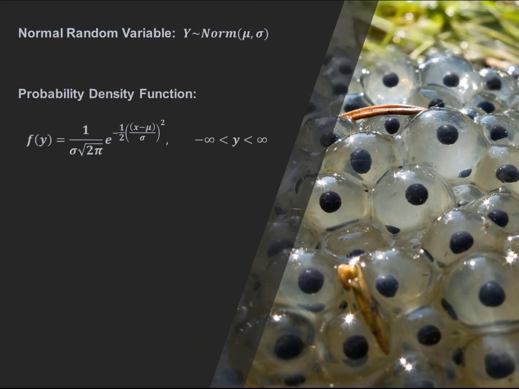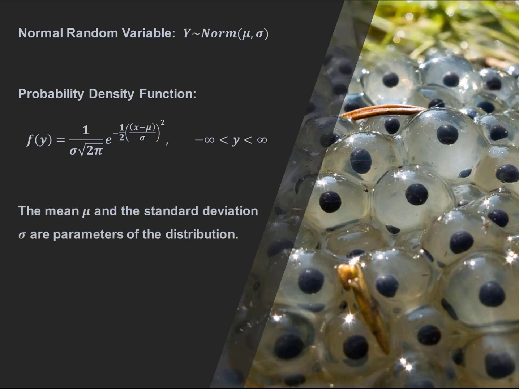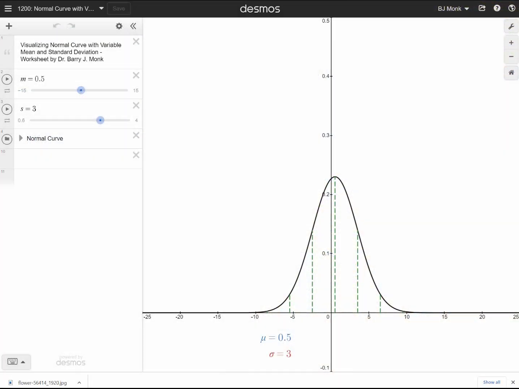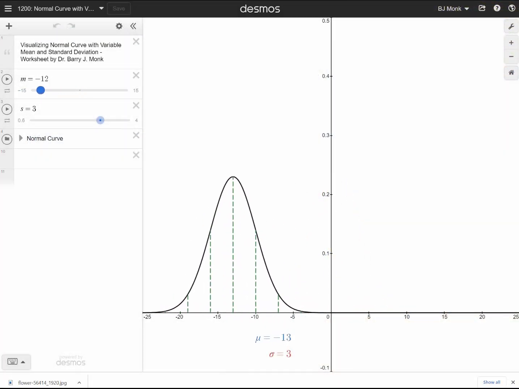Here we have the probability density function for a normal random variable Y with parameters mu and sigma. You can see it's a rather complicated formula, but again we will use R commands to find these probabilities. Note that the mean, mu, and the standard deviation, sigma, are parameters of the normal distribution. We have to know these in order to find any corresponding probabilities. And the shape of the distribution changes depending on the values of mu and sigma. Let's take a look at how changing mu and sigma affects the shape.